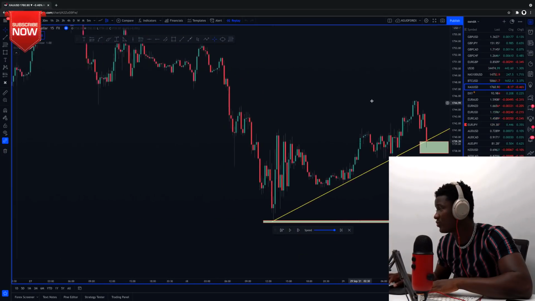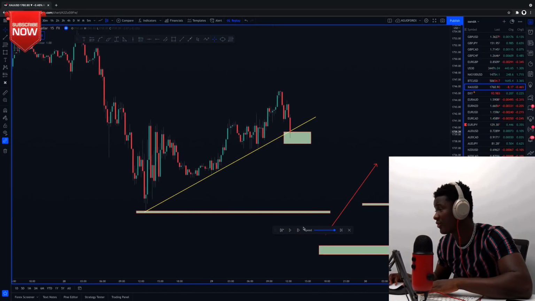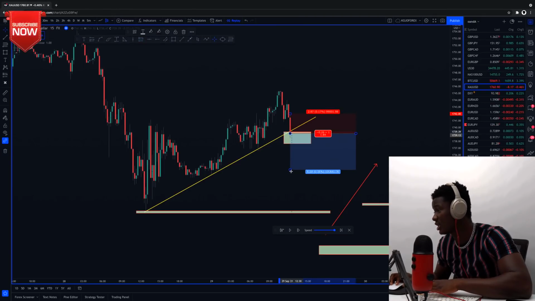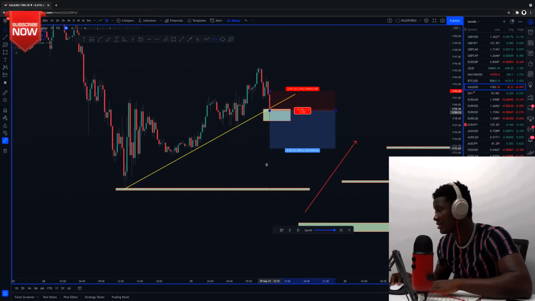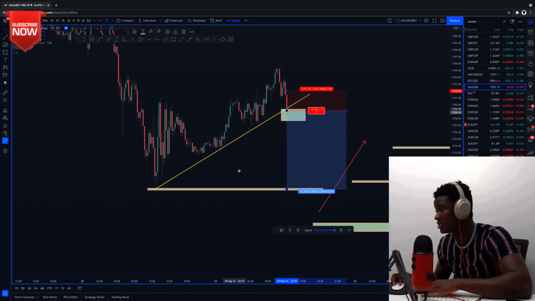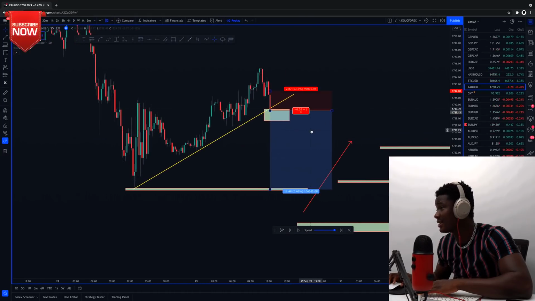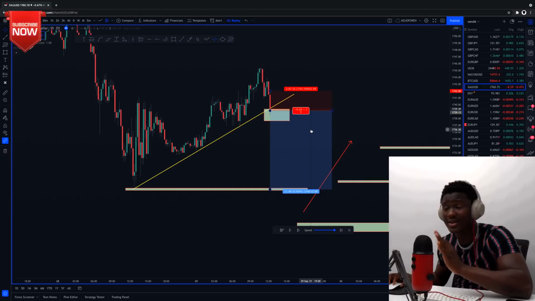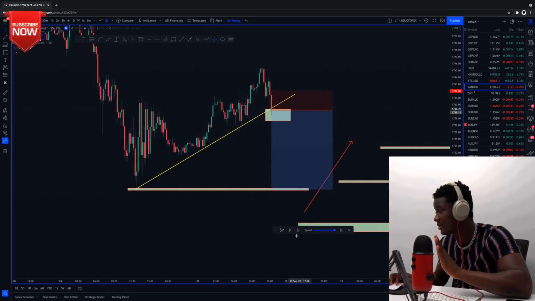So yes, I want you to find your entry around this range when we've had that breakdown. Entry here, stop loss just above this high of the candle, which is about 28 to 30 pips again, and then your take profit back to these lows here. And this makes up a risk to reward of 1:4. Let's see exactly what happens with this trade.